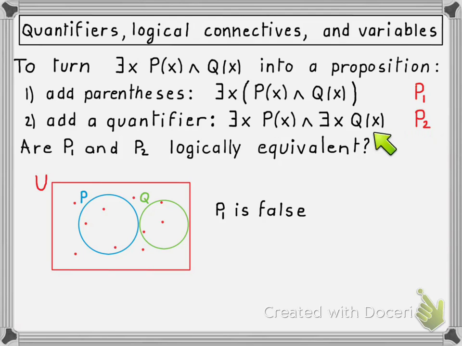Well, for P2 to be true, it's a conjunction. We must check the truth value of the first operand, which happens to be true, since there's at least one x in P, and then the truth value of the second operand, which is also true because there's at least one x for which Q is true. In other words, this conjunction is true, which means that P2 is true. And since we came up with a situation where one is true and the other one is false, clearly those two propositions are not logically equivalent.